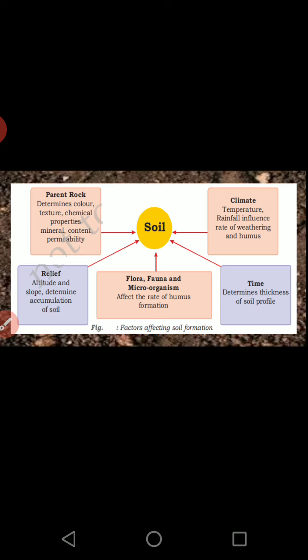Now how does soil form? That means, what are the things which form the soil, the factors affecting soil formation. These are the 5 major factors, out of which 2 are very important. First one, parent rock. Now what will happen because of parent rock to the soil?